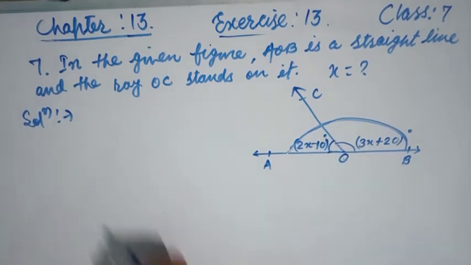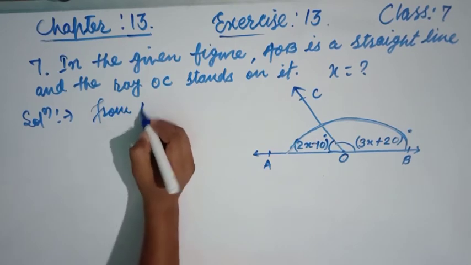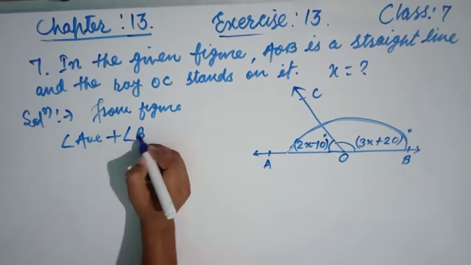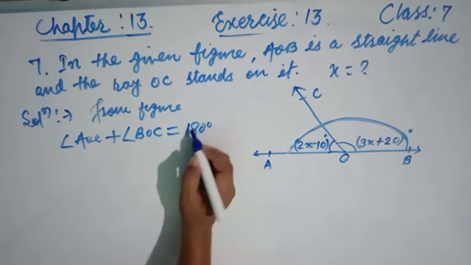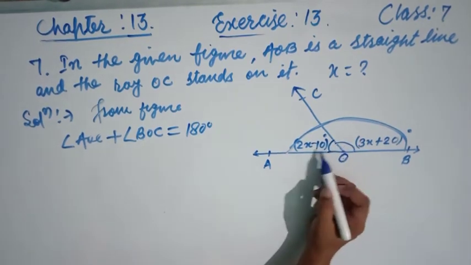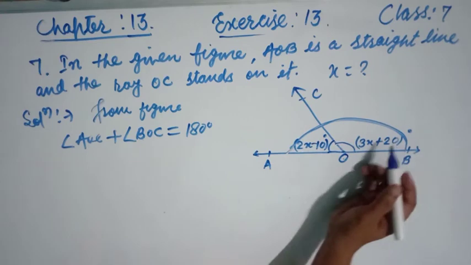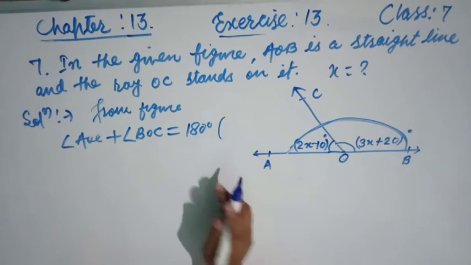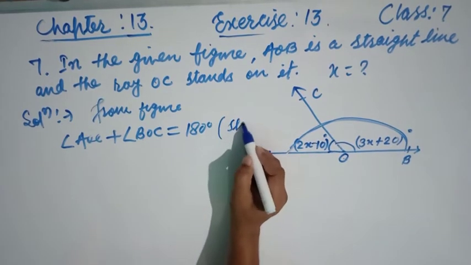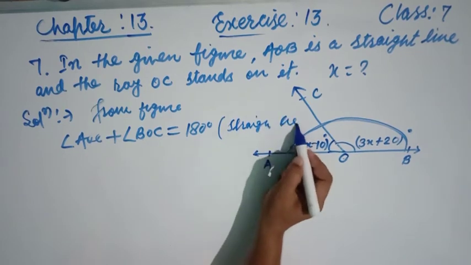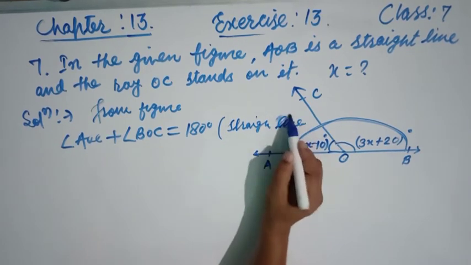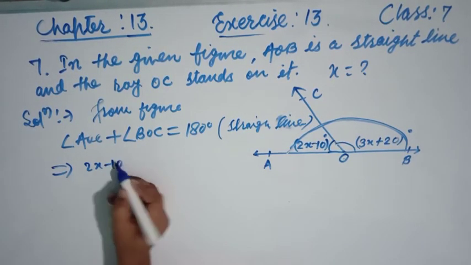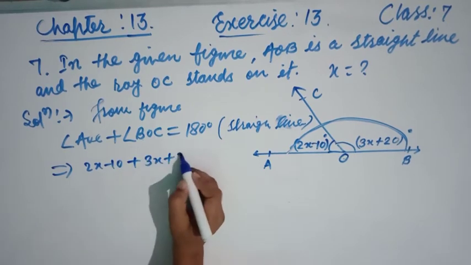Okay, now friends, from the figure, angle AOC plus angle BOC is equal to 180 degree, friends, because adding these two angles becomes 180 degree, because this is a straight line, and you know, friends, a straight line makes an angle of 180 degree. Okay, now put the value of AOC, friends. AOC is 2x minus 10, and BOC is 3x plus 20 degree, equal to 180.